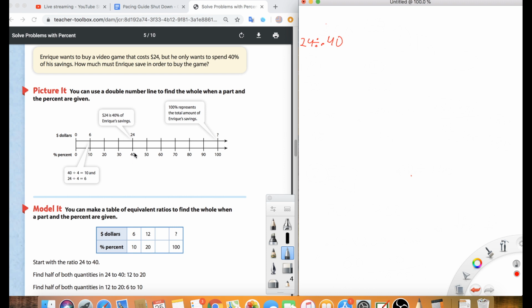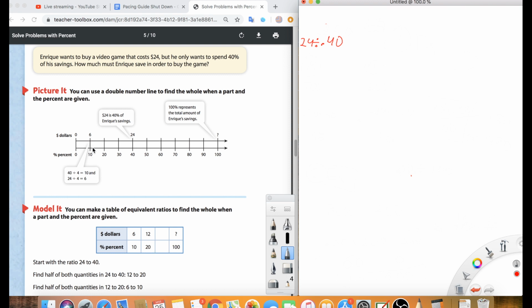And what they do is they divide 40 by 4 to get 10%. 40 divided by 4 gives them 10%. And in math, if you do one thing to one side, you have to do it to the other side. They do 24 divided by 4 as well, and it gets 6. That means that 10% is $6. They did that by pairing these two up like a ratio and then dividing it by the same number.